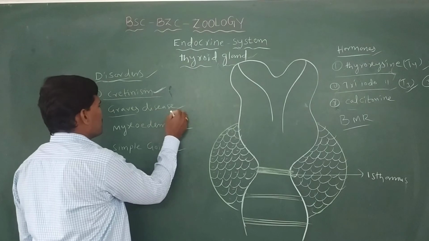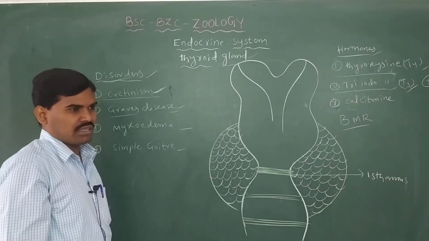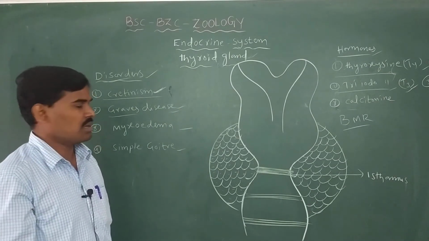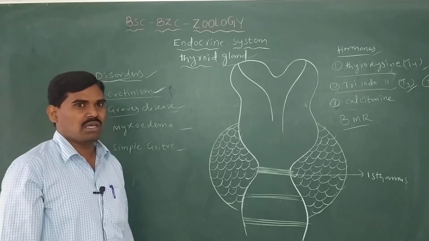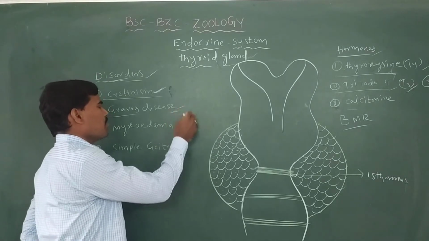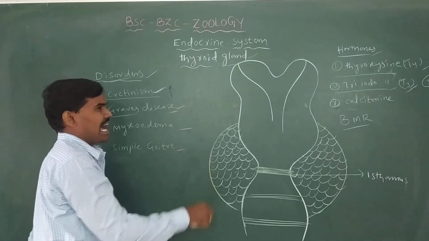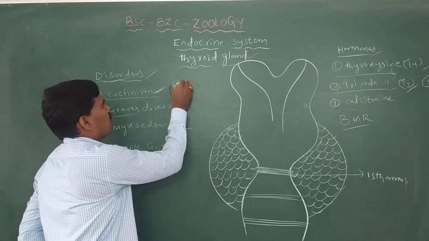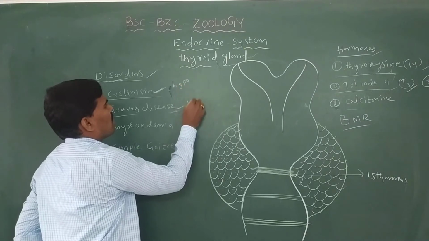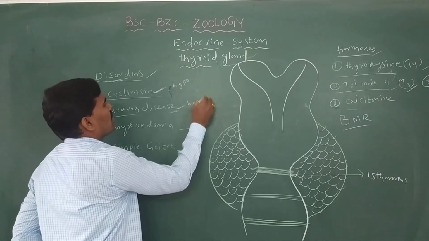Next, Graves disease. Graves disease, also called Plummer disease or Basedow disease, is a disorder of hypersecretion. Not hyposecretion, you see, hypersecretion.